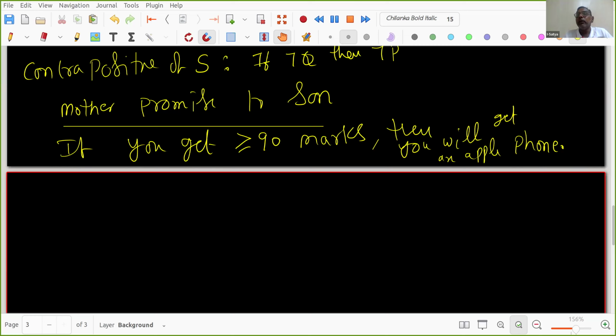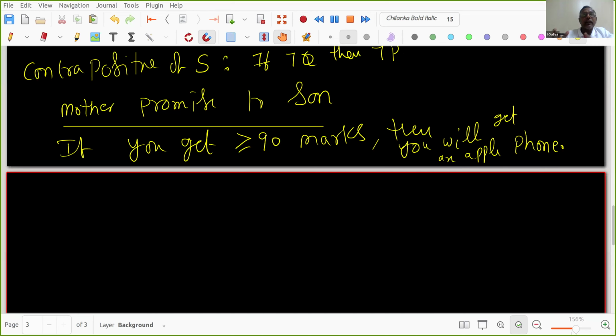So let me talk to room number 6. One person from room number 6. Ushmita, please go ahead. According to me, when I get marks more than 90 and she does not give me the Apple phone, in that case only her promise will be violated. Wonderful. In all other cases, it is not violated, right?